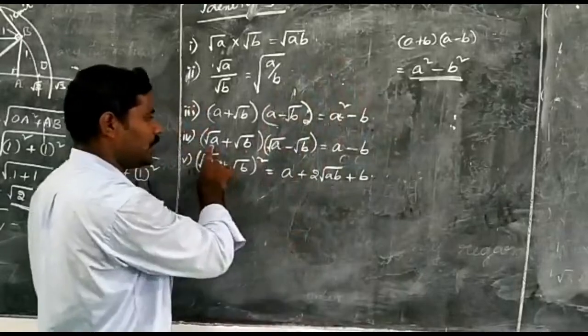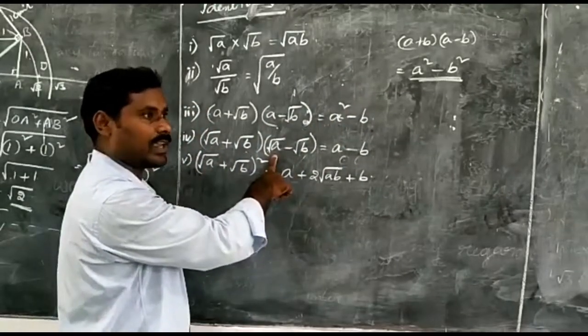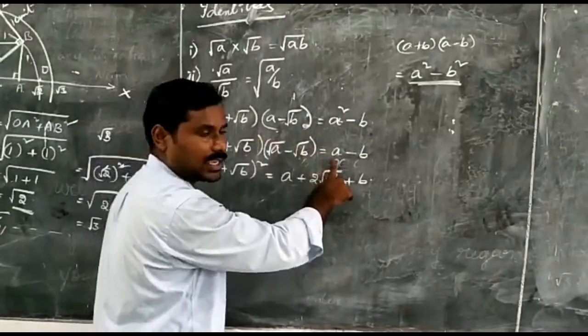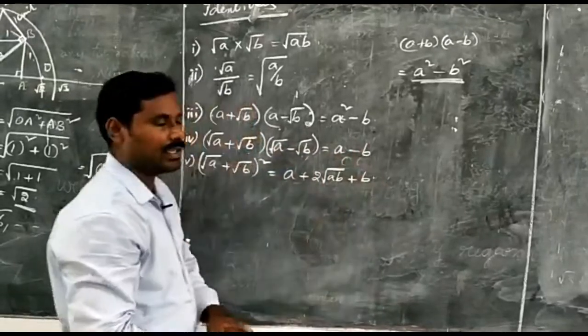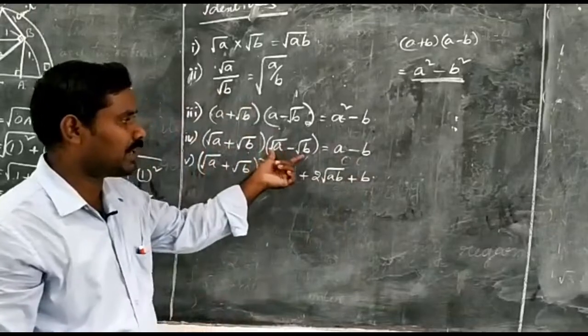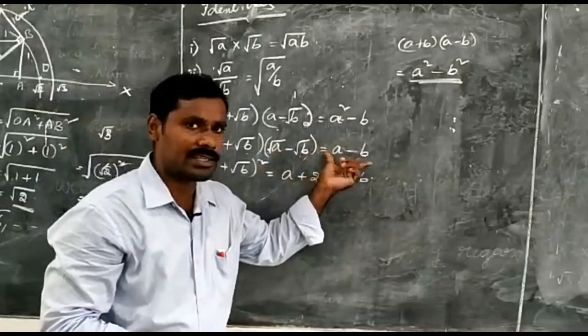Now (root a plus root b) into (root a minus root b). Same as root a into root a, square root cancels, just a. Root b whole square, b. That means a minus b. So (root a plus root b) into (root a minus root b) is equal to a minus b.